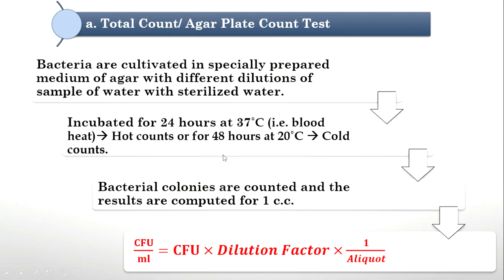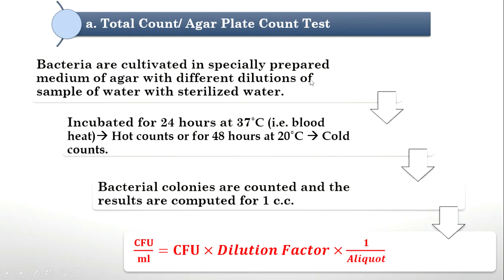Now, if bacteria is present, they will compulsorily form colonies. For sure they will form colonies. Then the bacterial colonies are counted and the results are computed for 1 cubic centimeter. The CFU per milliliter is equal to the number of colony forming units found here, into the dilution factor.